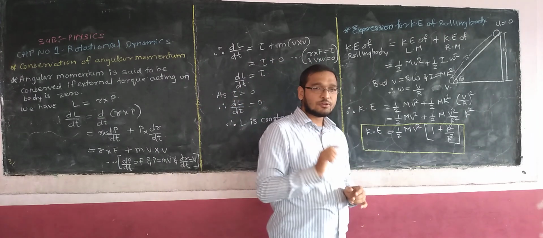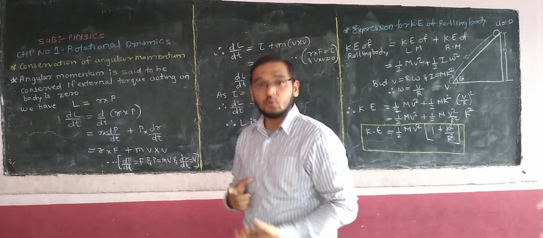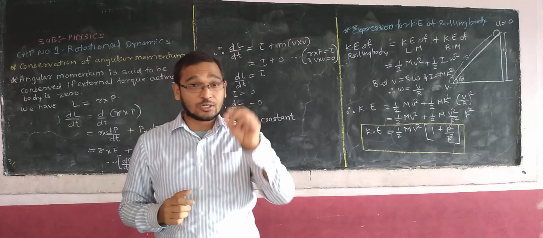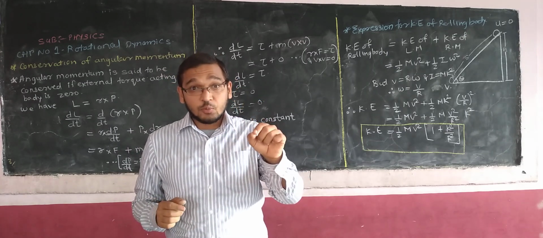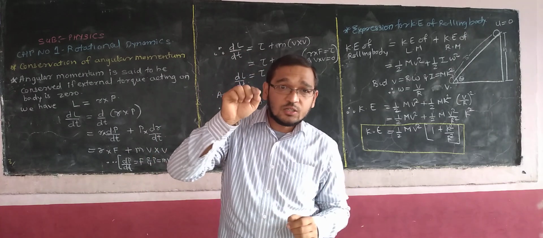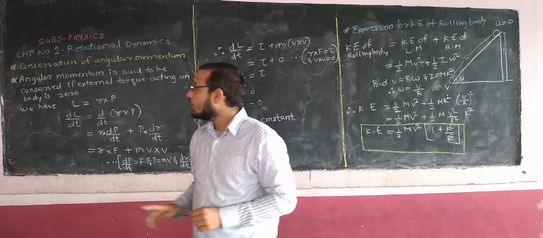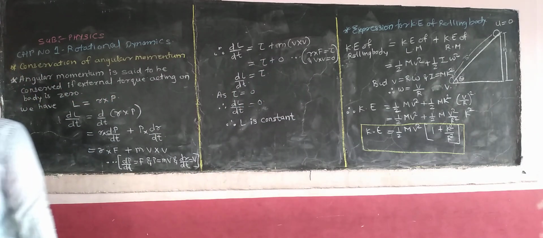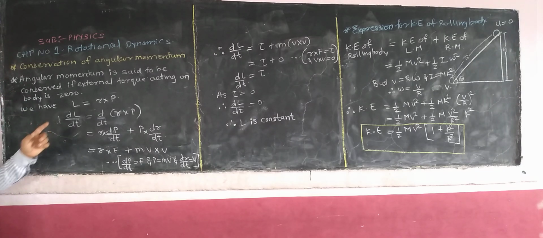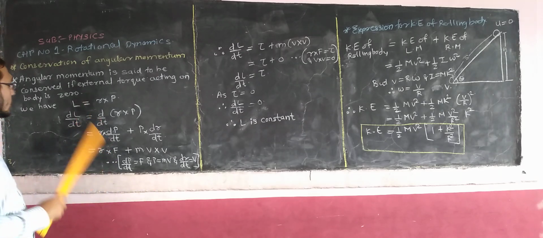So what is conservation of angular momentum? Note down the statement. Angular momentum of a body is conserved when external torque acting on the body is zero. Angular momentum is said to be conserved if external torque acting on the body is zero. This is the statement of the law of angular momentum. Now we have to prove it.